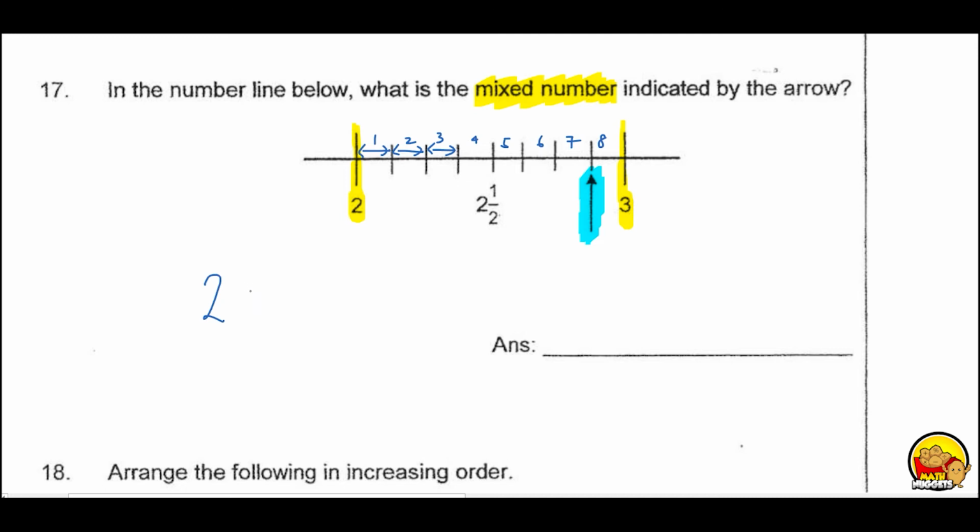Okay, and if I have 8 parts between my wholes, meaning my denominator will be 8. And at the blue arrow, how many parts have passed? 7 parts have passed up to the point of the blue arrow. Therefore, my numerator is 7. And I cannot simplify, so that is the answer. My mixed number, 2 wholes, 7 out of 8.